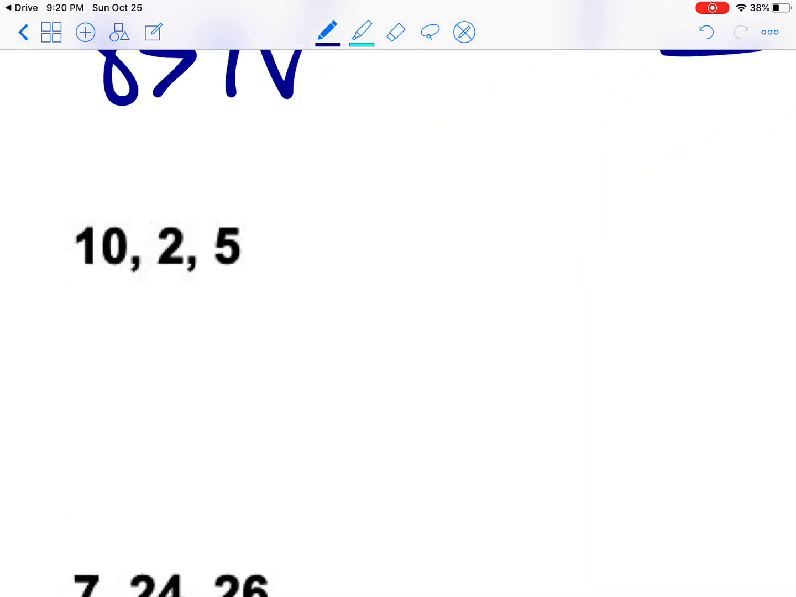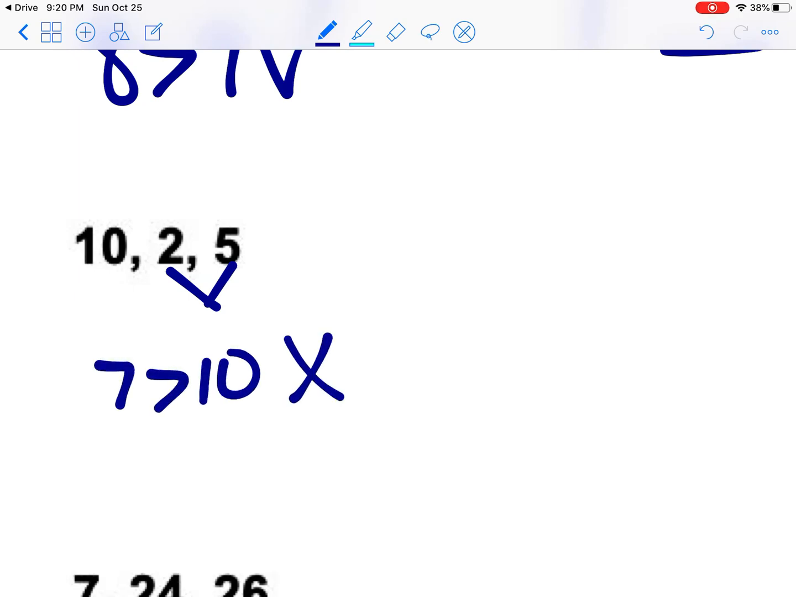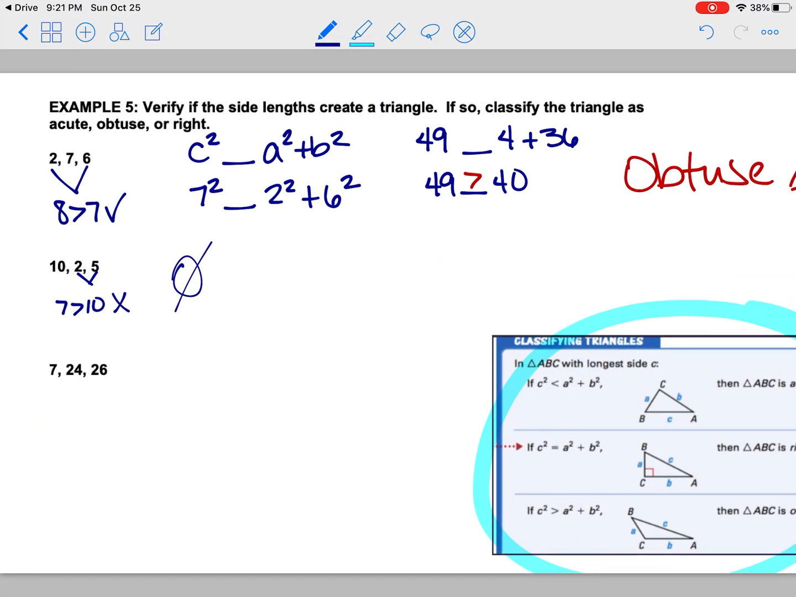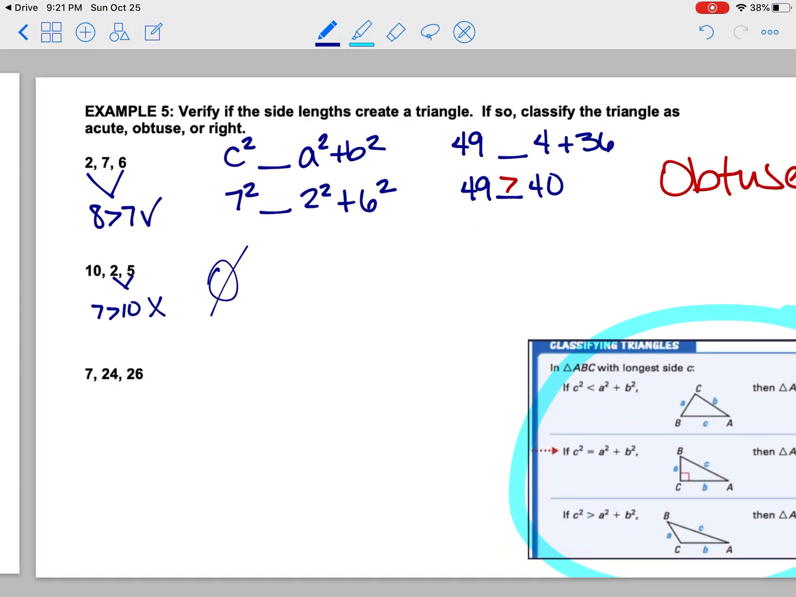Okay, let's go to the next one. Take our two smallest sides, add them together. Is 7 greater than 10? No, so this is not a triangle. There is no way we can finish that one out.